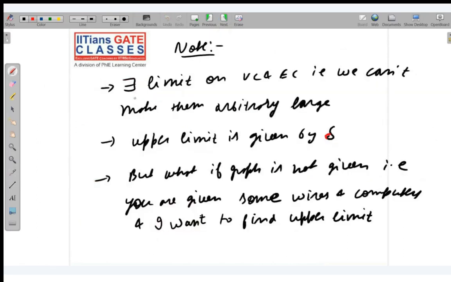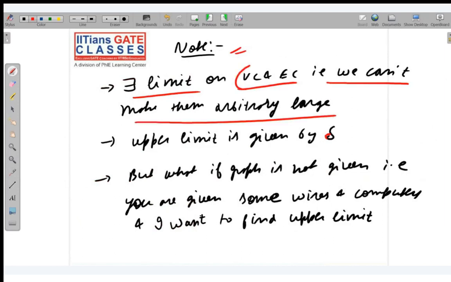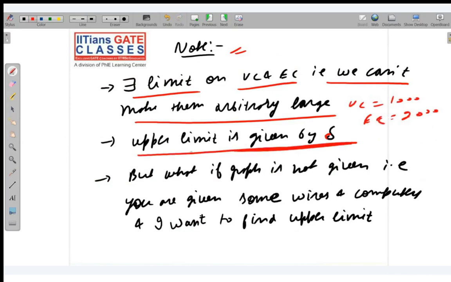Okay, next. Note, this is very important. There is a limit on vertex connectivity and edge connectivity, that is, we can't make them arbitrarily large. We cannot make it any arbitrary number, like making vertex connectivity 1000 and edge connectivity 2000. We cannot say like this. Why? Because there is an upper limit, and the upper limit is given by delta. Delta means minimum degree.